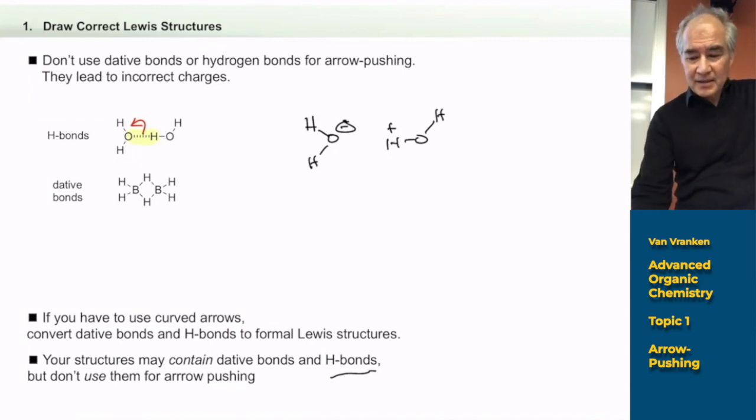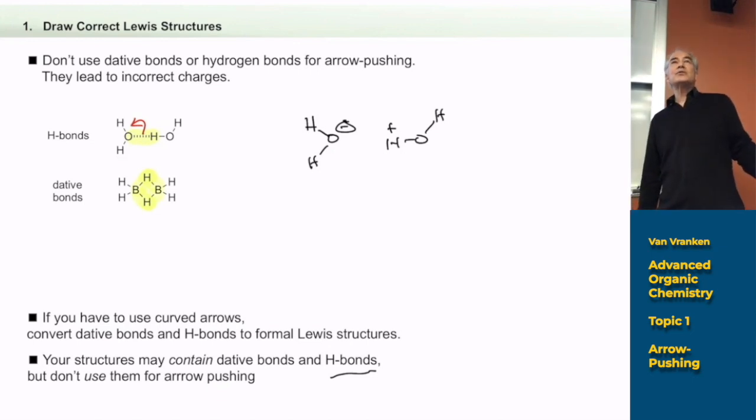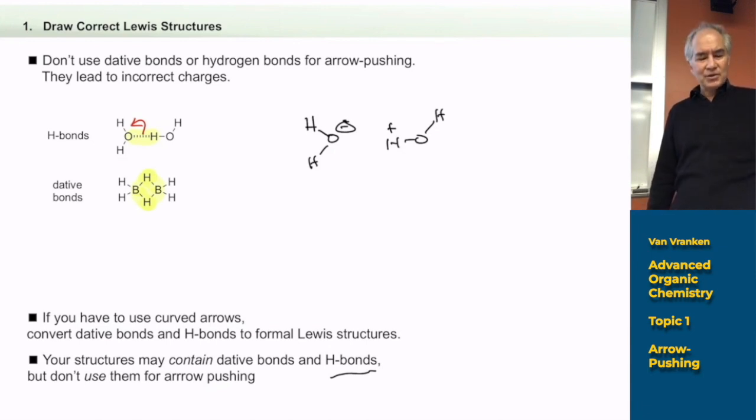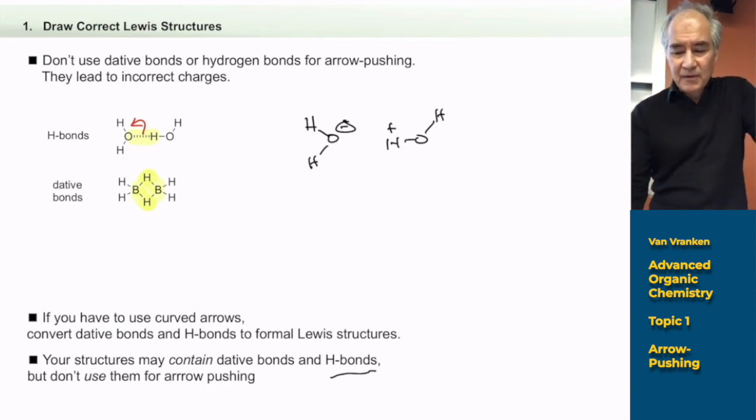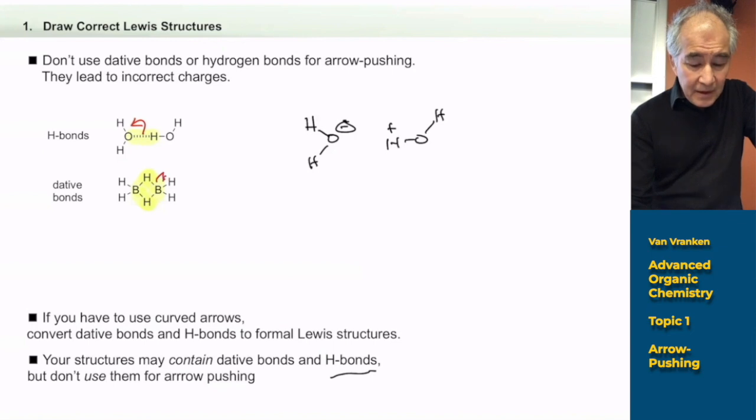Dative bonds are these situations where people don't want to draw the charges. It's like this. These bonds right here, the two bonds to H, I can barely fit this in here. Dative bonds like this are not valid Lewis structures. If I've got two bonds to H and there's no charge on there, something's wrong. That's not a correct Lewis structure. If you try to use these bonds for any kind of arrow pushing, a dative bond, and there's clearly bonding there.